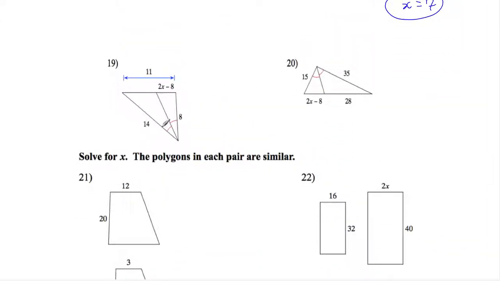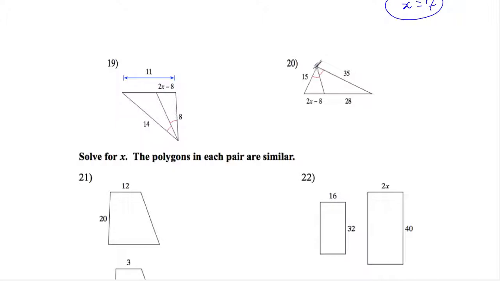Okay, we also have this angle bisector theorem. When we have an angle bisector, the sides are going to be proportional to the other sides. And I'll show you what I mean in a second. This one's a little bit more algebraic, so I'm actually going to start with number 20.